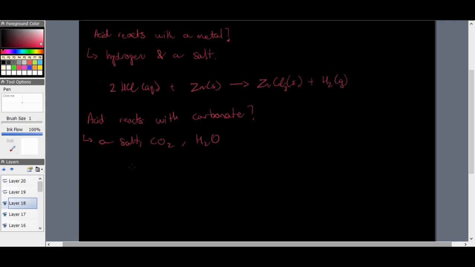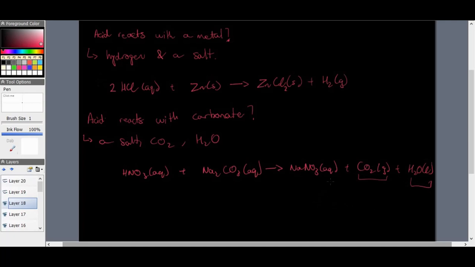If, for example, we have nitric acid, which is HNO3 in aqueous solution, plus Na2CO3 in aqueous solution, nitric acid reacting with sodium carbonate, what's it going to produce? It forms first the salt, carbon dioxide and water. The salt that it's going to form is sodium nitrate, NaNO3 in aqueous solution, plus CO2, which is a gas, plus water, H2O, which is a liquid. So these two generally stay the same. The only thing we need to figure out is the salt. And of course we need to balance the equation.